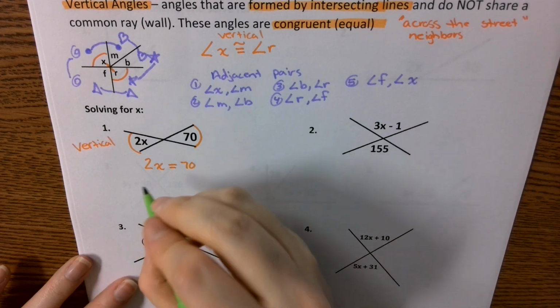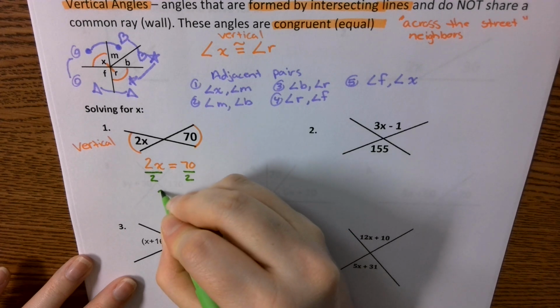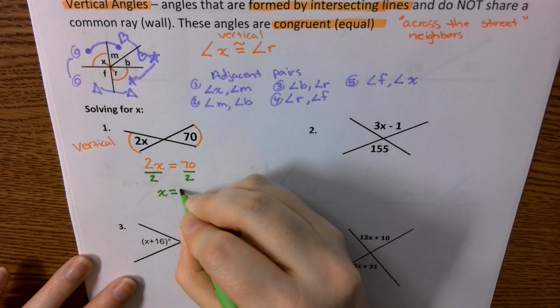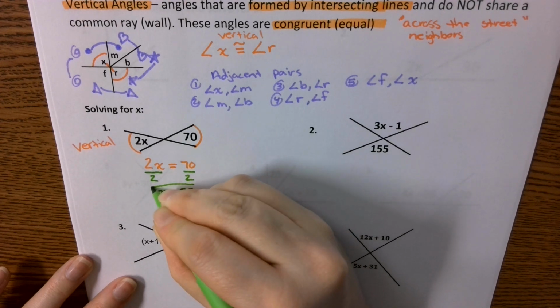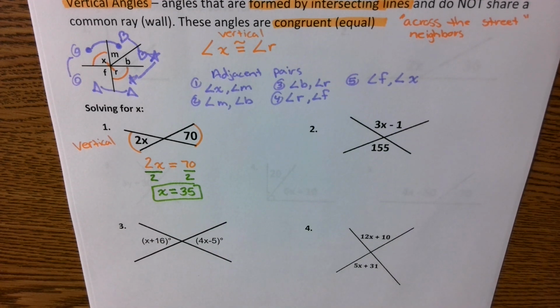So 2x equaling 70 means that I can go ahead and divide both sides by 2. And I would get that the measurement of x is 35. Again, all vertical angles are directly across from each other, formed from these intersecting lines, and you would set their equations equal to each other. Go ahead and do problems 2 through 4 on your own.